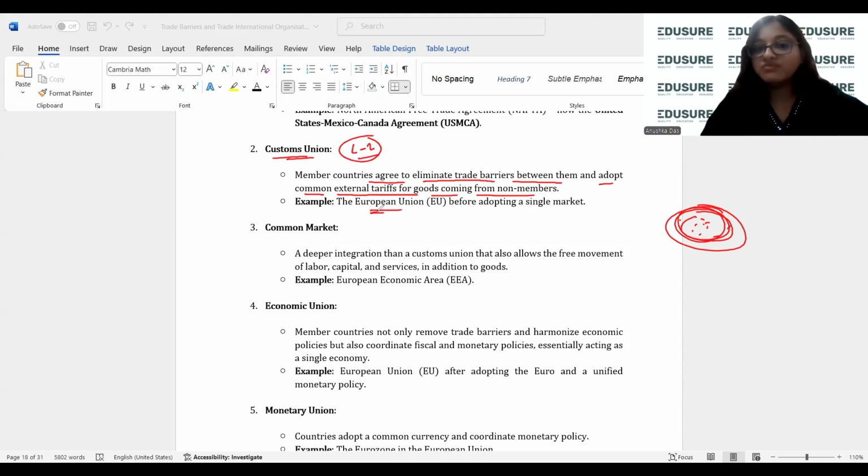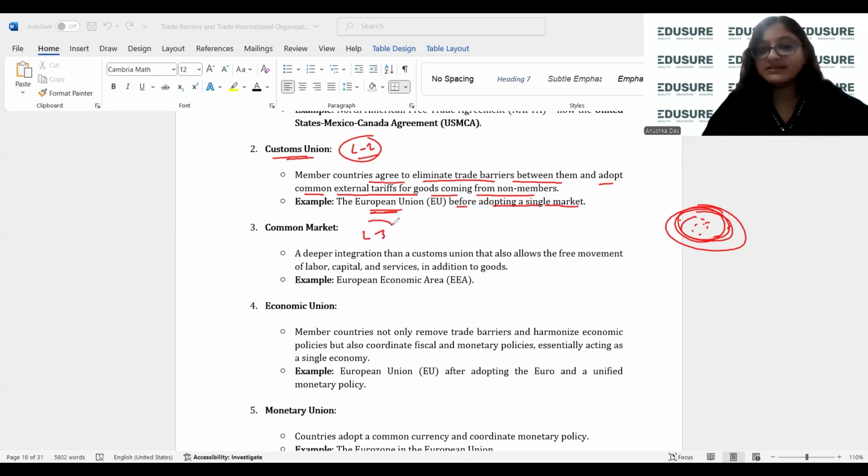For example, the European Union before adopting a single market. The European Union was a customs union before adopting a single market policy. After that, it became an economic union. We will come to this. But before the single market, it was a customs union. So this is level 2.